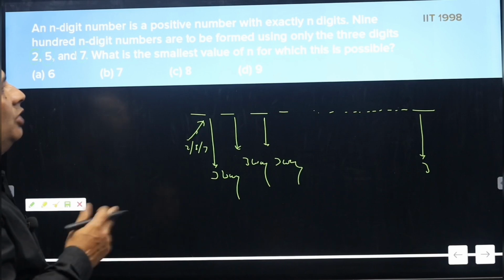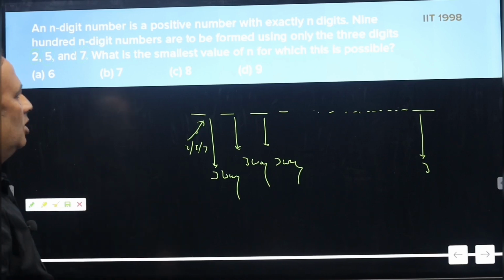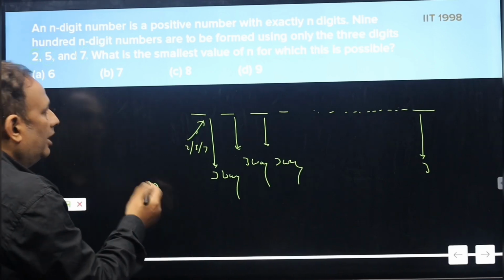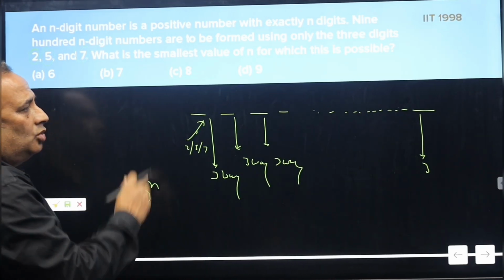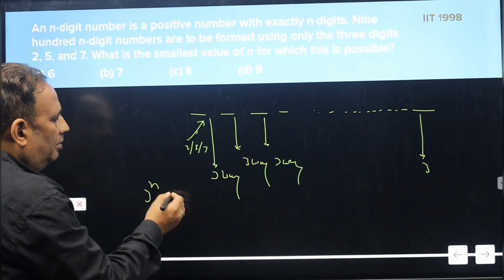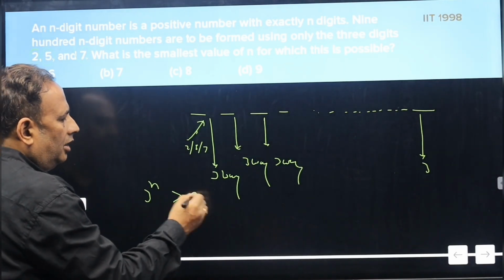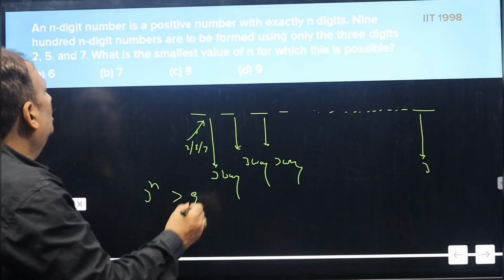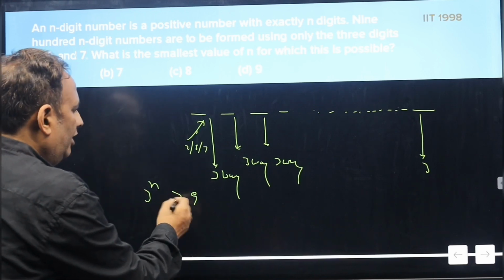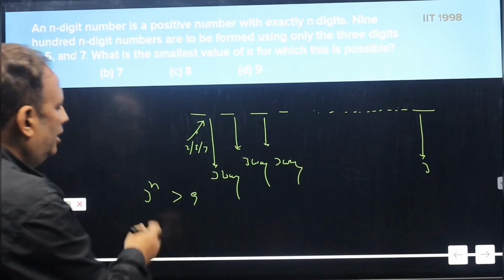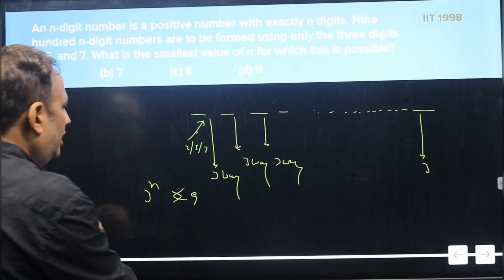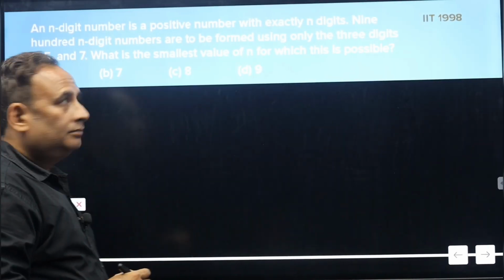And what is the smallest value of n which is possible? So it means 3 to the power n, the smallest possible value of n, so that the answer will be 900, right? So 3 to the power n may be greater than or equal to 900. So up to 900 only we have to find out, so that we don't have to go beyond 900, right?